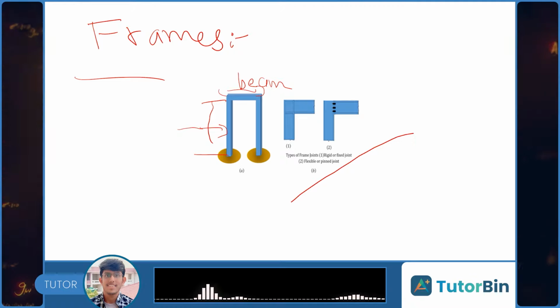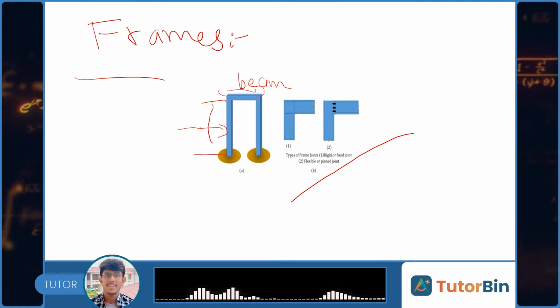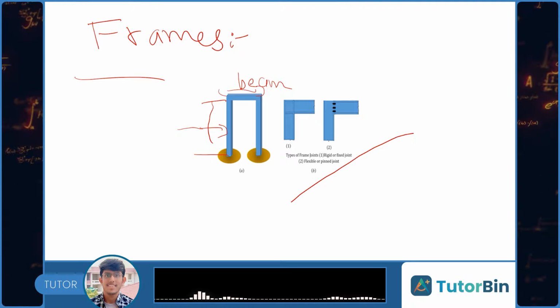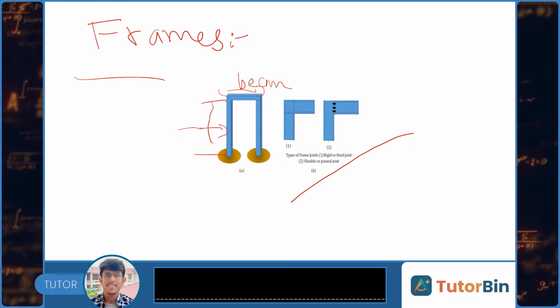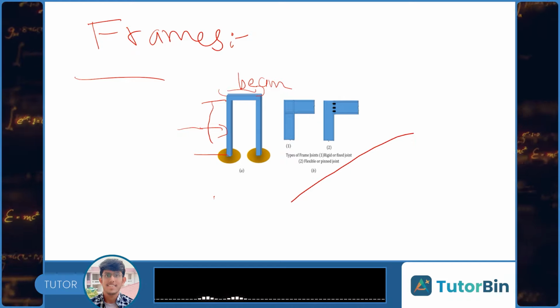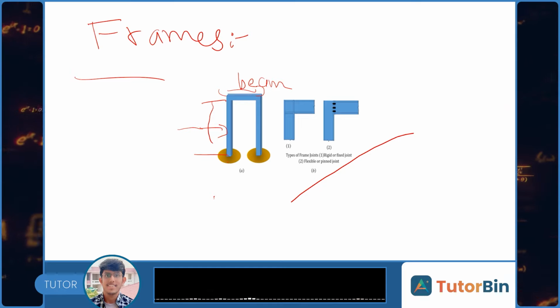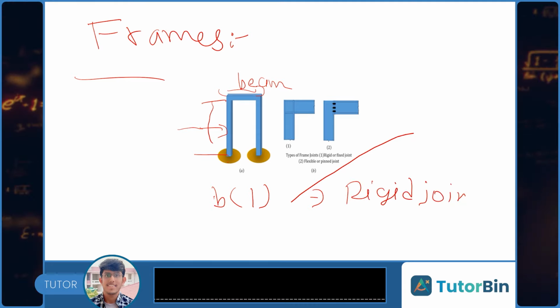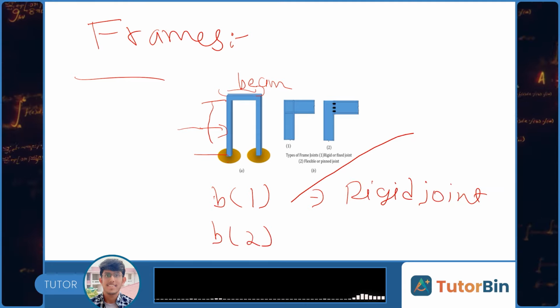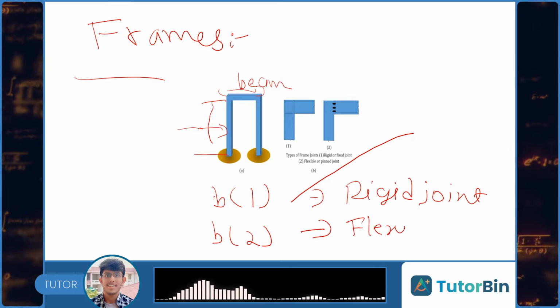There are generally two types of frame. One is rigid frame and second is flexible or pin jointed frame. Figure A shows fixed joint type structure, while figure B1 shows rigid joint frame and B2 shows flexible joint frame.